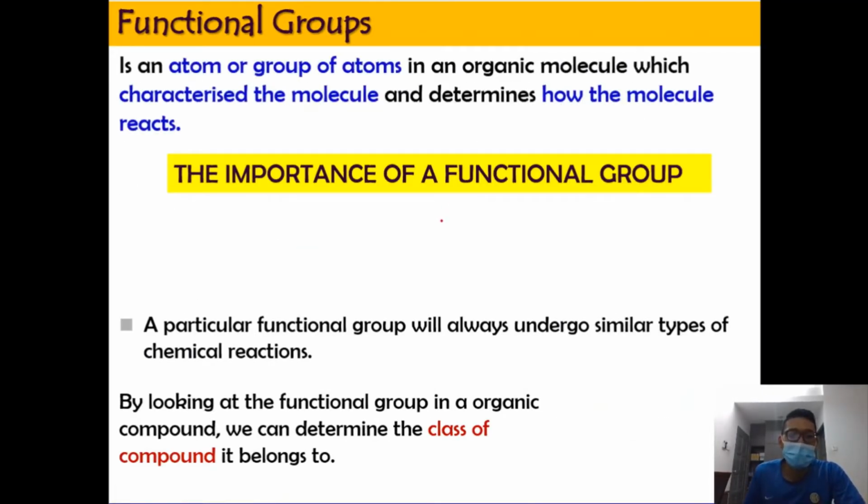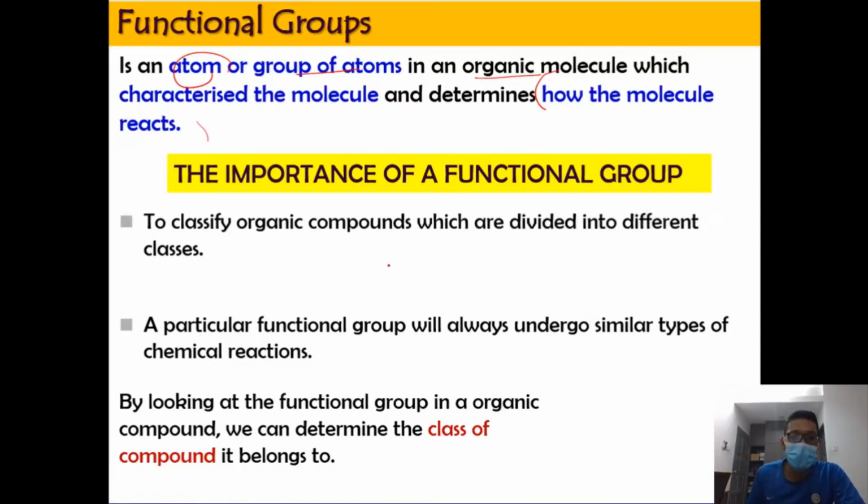So, a functional group is basically an atom or a group of atoms in an organic molecule which characterizes the molecule and determines how the molecule reacts. So, the importance of the functional group is that it helps us to classify organic compounds, which are divided into different classes. As mentioned, if you have a hydroxy group, it helps to classify the compound as alcohol. Also, it helps us to do the naming.